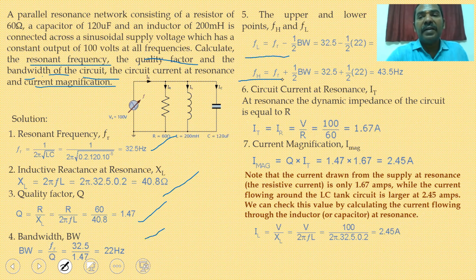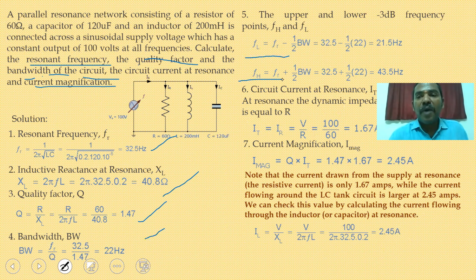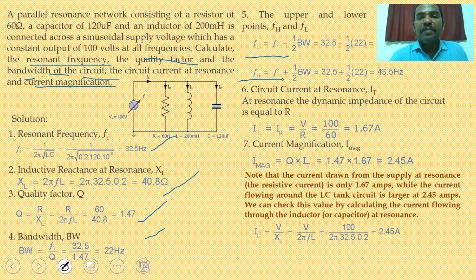So you can get 21.5 hertz. And similarly for the upper half power frequency, F2 is equal to F naught plus half times the bandwidth. So you can get 43.5 hertz. So the total current, net current, is I naught.